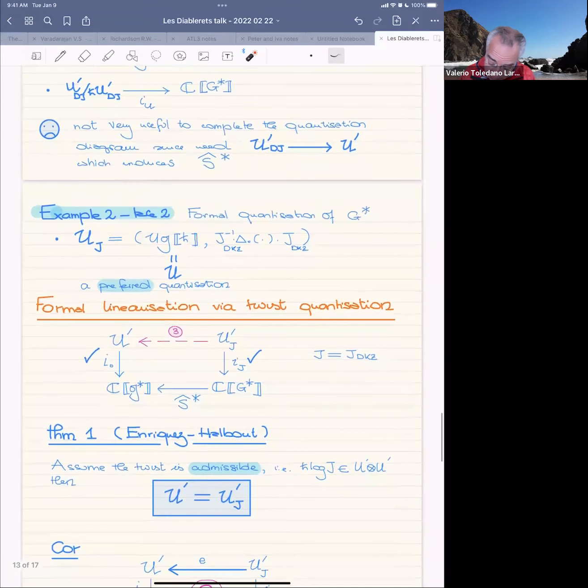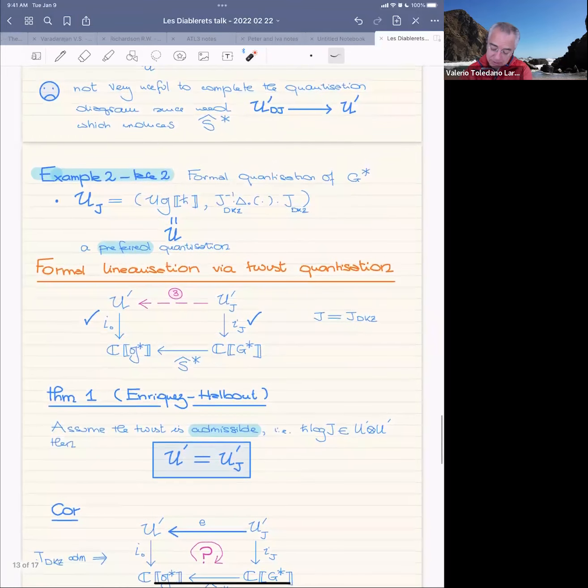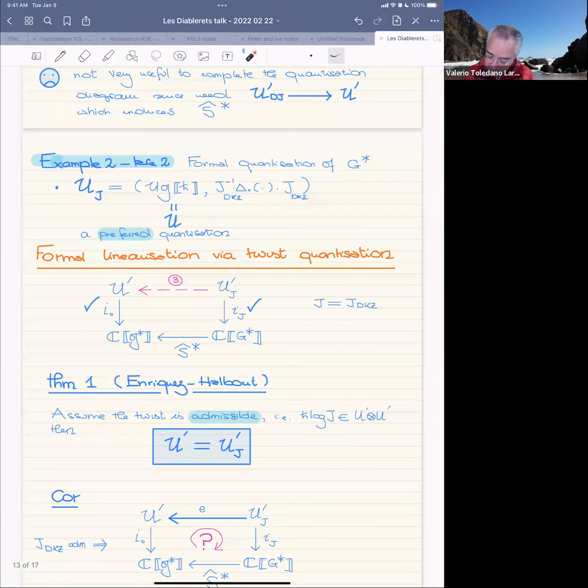And now we're going to resort to a general result of Enriquez and Albu, which says: take a twist, which need not come from the dynamical KZ equations. Just take an arbitrary twist, J, which kills an associator, and we assume a technical condition on it, which is that it should be admissible. So this means it's a condition on the filtration growth of its coefficients. Then the claim is that two algebras coincide.